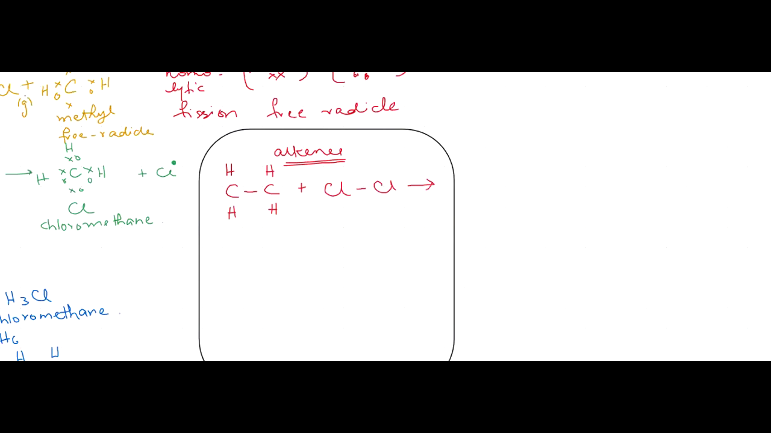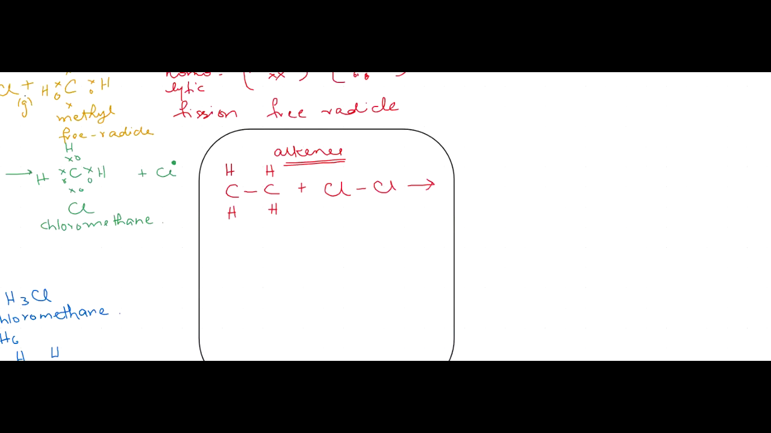Now don't worry about the mechanism and all. The mechanism is not important. The mechanism you're expected to know in IGCSE is free radical substitution. How is it that the bond is breaking over here? This you are going to study when you do A-levels. So don't worry about the mechanism. Don't worry about how the bond in chlorine is breaking. That you're going to understand when you do your A-levels.